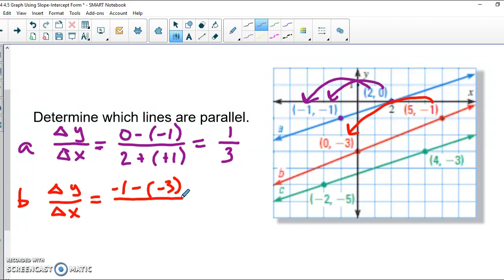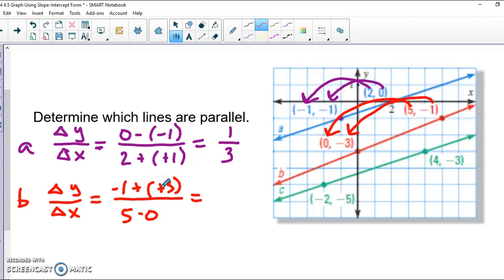Again, I'm going to have some same, change, change. In my denominator, I'm going to take my x value minus the next one. So 5 minus 0. As I simplify here, -1 minus -3, I'm going to do same, change, change. So -1 stays the same, but I'm going to do same, change, change. So I have -1 plus 3.